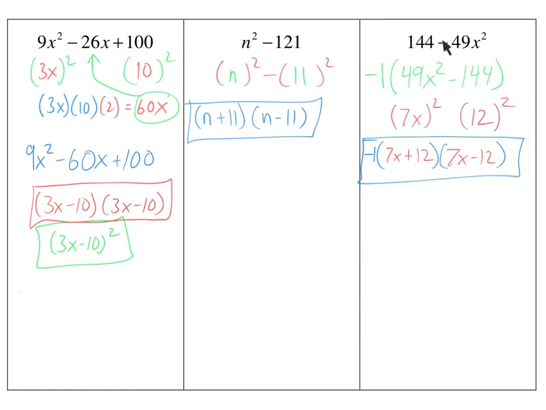All right, again, when you have a negative in front of an x squared, it's usually good to pull out a negative. And also rewriting it so the x squared is first is a common practice.